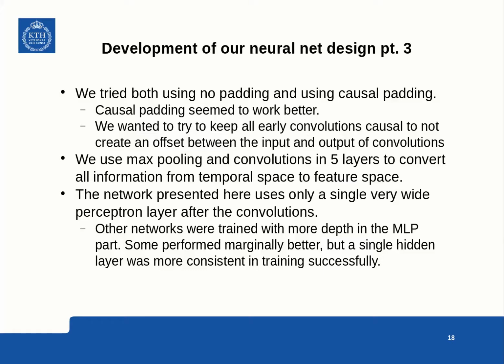In total, we used 5 layers of convolutions, followed by pooling to change all temporal data into feature data. After that, we use a single very wide hidden layer before the output layer. We tried using different amounts of hidden layers, but found the most consistently good models had a single hidden layer. This is likely due to the deeper networks overfitting, thus increasing the variance.